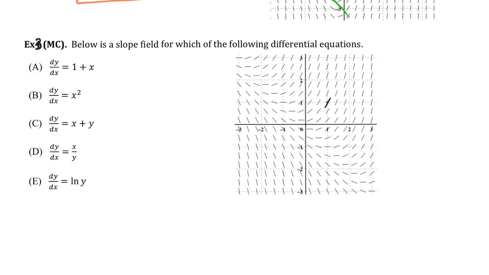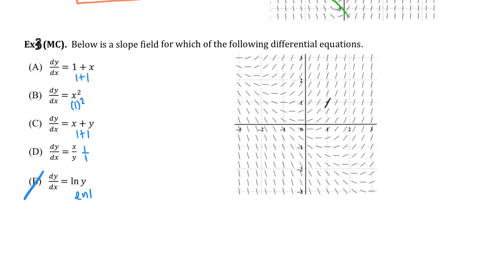Okay, so if I plug in 1 here, I get 1 plus 1, that's positive. 1 squared, positive. 1 plus 1, positive. 1 over 1, positive. The ln of 1, that is 0. Okay, so I've eliminated it. Now I'm down to 4 answers. Okay, let's look for another good point.